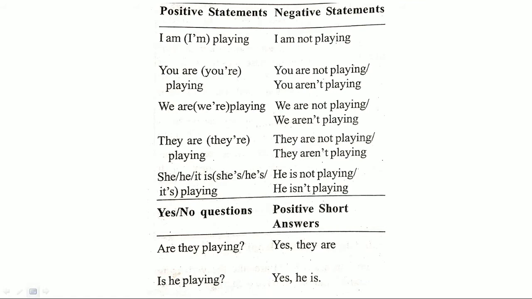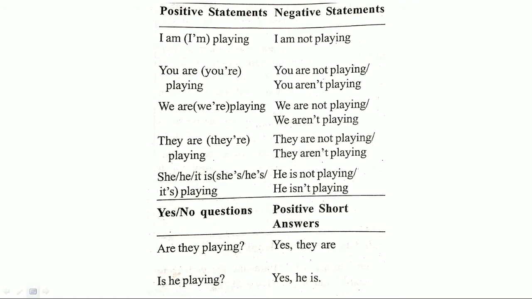"Aren't", we have discussed in negative forms. "Aren't" is the short form of "are not". We are playing, that means we are not playing or we aren't playing. They are playing, that means they are not playing or they aren't playing. Both are correct. She, he, it: because she, he, it are used here as the third person singular, "is" is used as the auxiliary. He is not playing, she is not playing, it is not playing. Likewise, he isn't playing, it isn't playing. Likewise, we have to change into negative sentences.